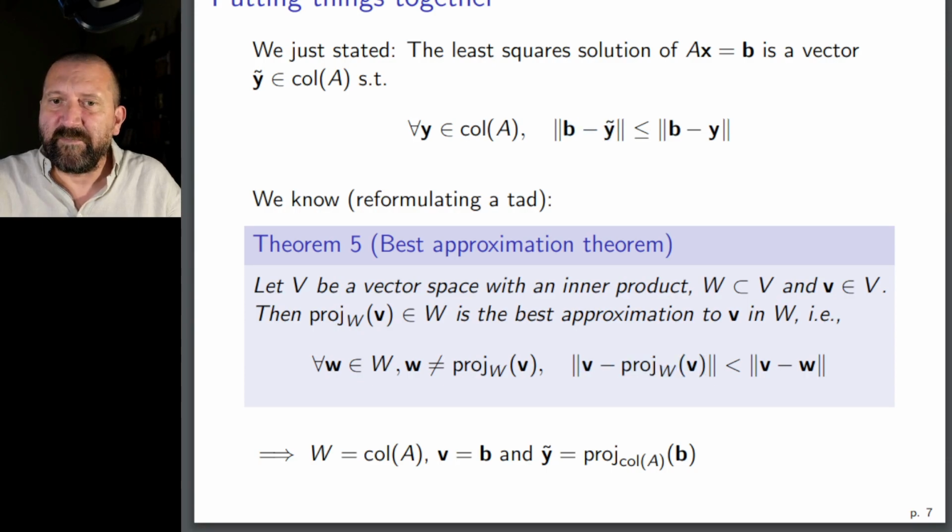So that means V is B, as I said, but y tilde is then the projection, and now it's on W, but I've said that W is the column space of A. So this is the projection on the column space of A of, and that was B, but I've said this is V. So y tilde is the projection on the column space of A of the vector B. So that means the theorem tells me that y tilde equals the projection on the column space of A of the vector B is that solution that I'm looking for.